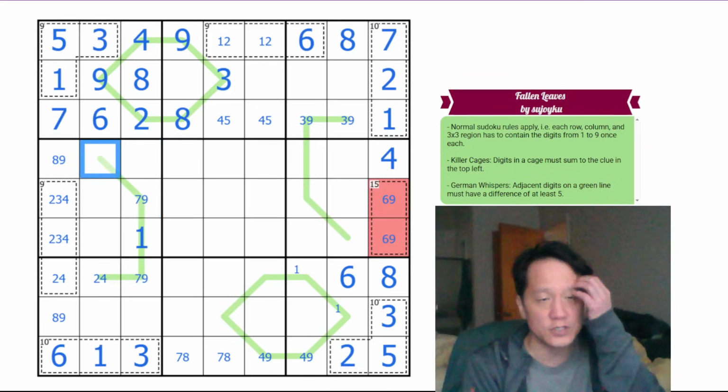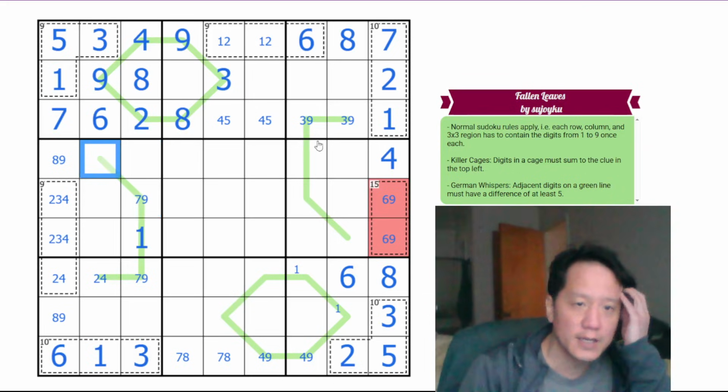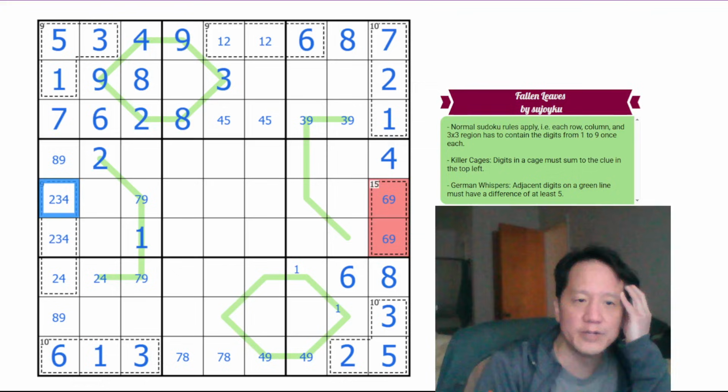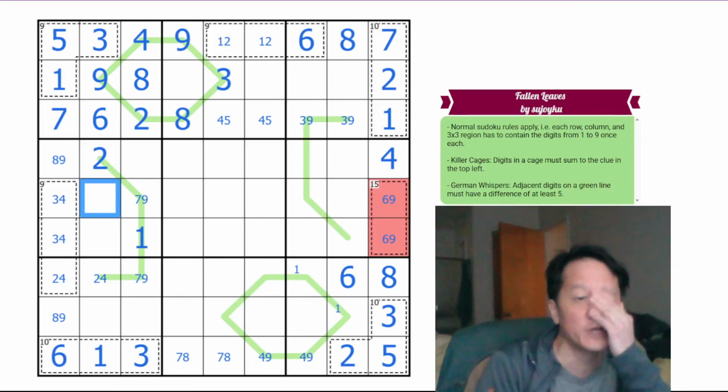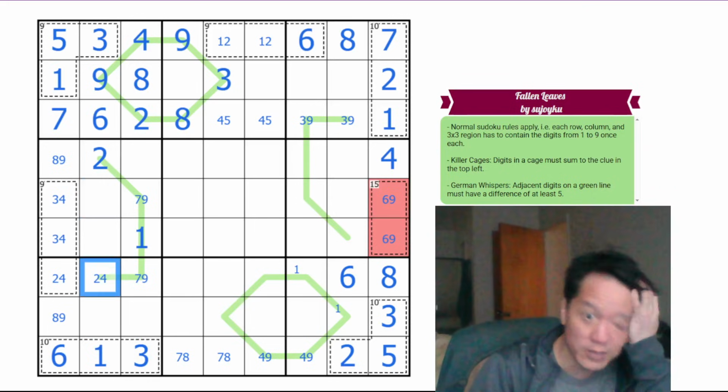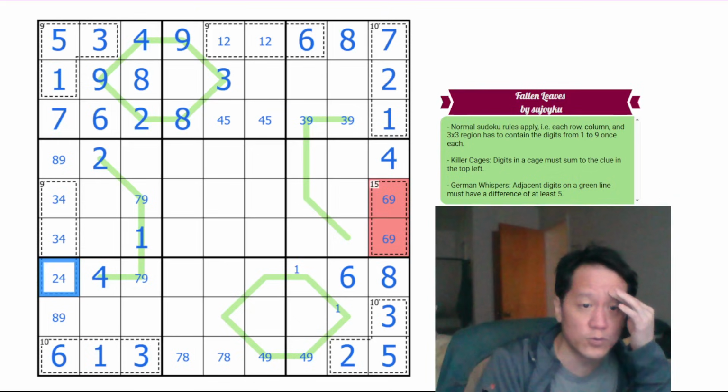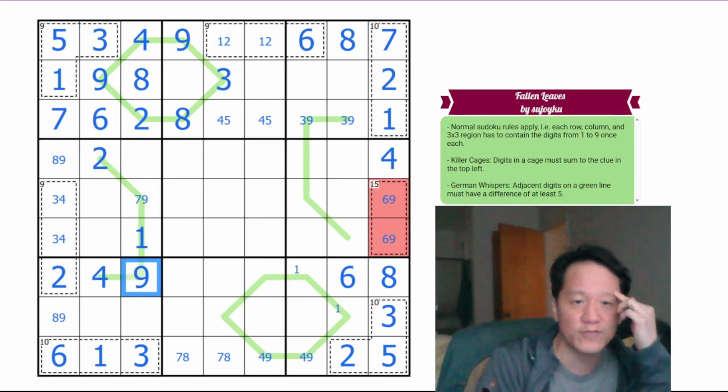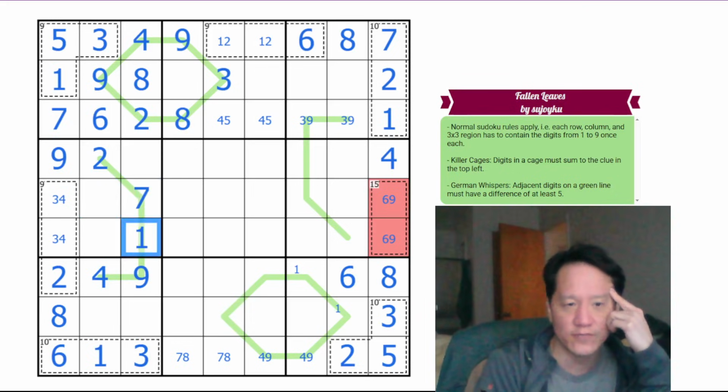And then this digit has to be a low. Cannot be 3, 4, or 1. It has to be 2. So that eliminates 2 from the rest of the box. So this is a 3, 4 pair. 2 eliminates 2 from the rest of the column. So this can't be 2. That's 4, which makes this 2. 4 can only be next to 9 on a Whisper 5 line. So this is 9, which eliminates 9 here. So it's 8 and 9. It also eliminates 9 here. So it's 7.